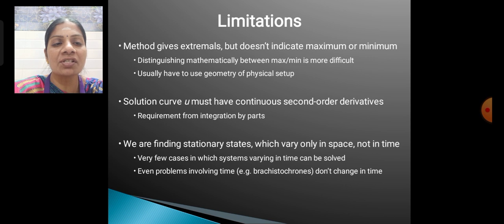We are finding stationary states which vary only in space, not in time. First, there are very few cases in which systems varying in time can be solved. Second, even problems involving time don't discern changes in time, for example, viscous tokens.